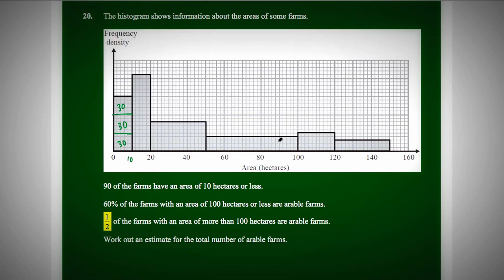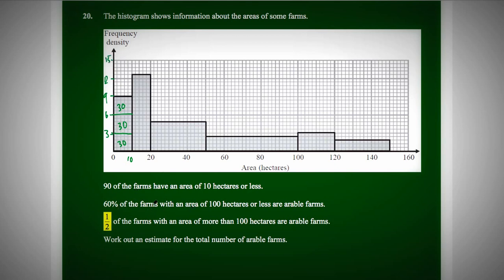But I should also be labeling my axes, if that's frequency density. That is a width of 10, and if that represents 90 farms, this value here must be... 10 times 9, not 0.9, 9 itself. 10 times 9 is 90 for that area there. So if that's 9, that must be 6, that must be 3, that must be 12, and that must be 15.